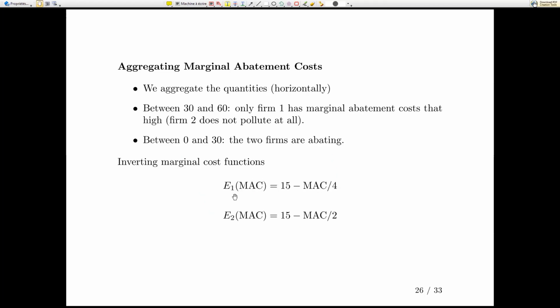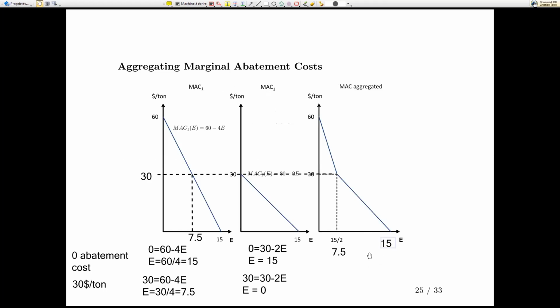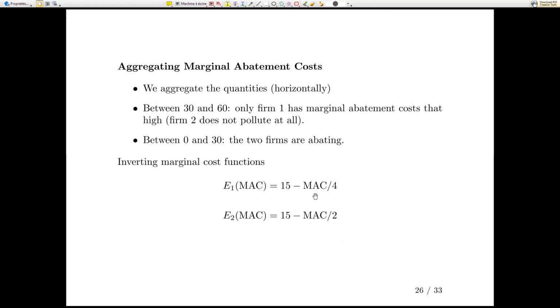So E1 of MAC is going to be 15 minus MAC divided by 4. I hope it's the right equation. Now I'm doubting myself everywhere, but I think that was the only mistake there was. It makes sense because it has to start at 15 and decrease. So that's what we have, 15 minus MAC divided by 4. And for firm 2, its emission is 15 minus MAC divided by 2.